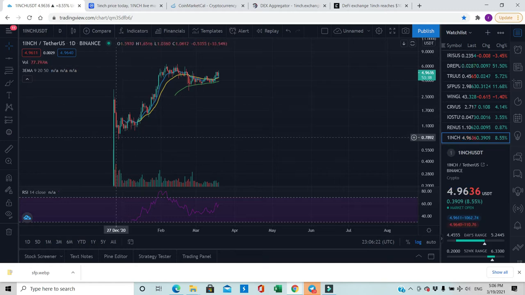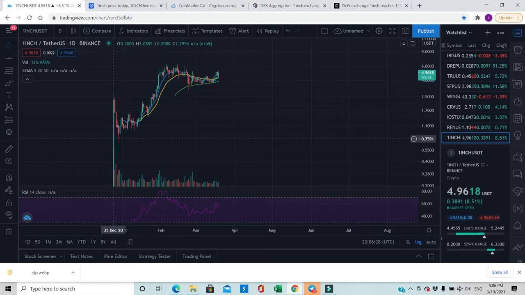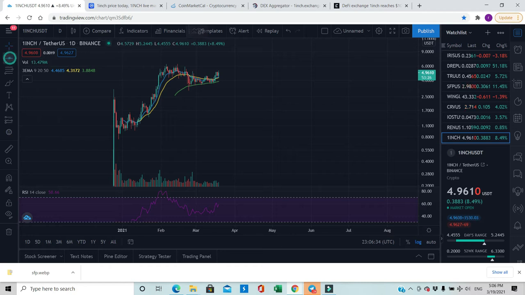So there's not too much data that we could go on since it was launched on December 25th right here. So what we're going to be doing here, we're just going to be doing support and resistance. This is what we're going to be doing, right? We're going to draw some support areas and some resistance areas that look interesting to me.